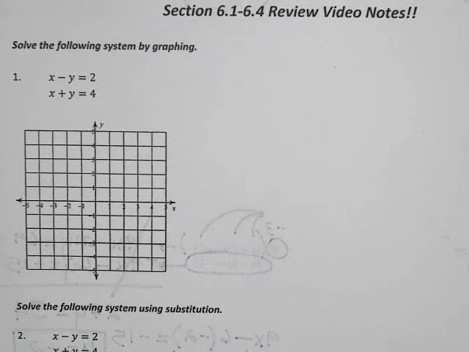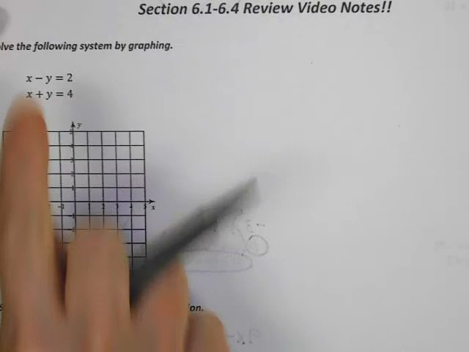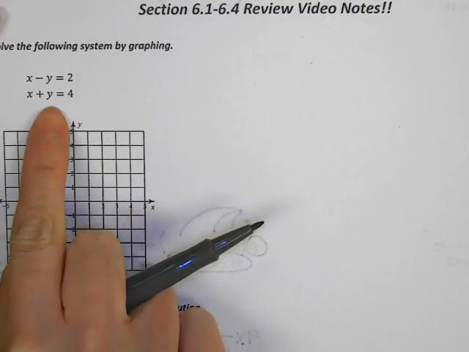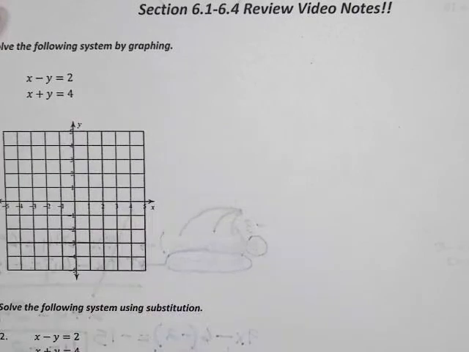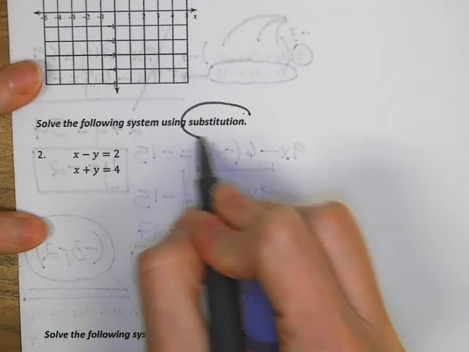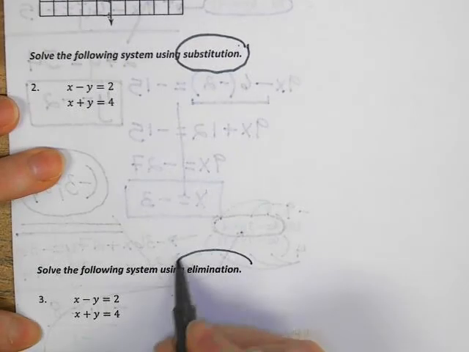Okay, today is the optional review video on 6.1 to 6.4. And remember, the last few days we've been solving systems. A system is when there are more than one equation in the same variables. And we learned three methods to solve. We learned solving by graphing, solving by substitution, and solving by elimination.